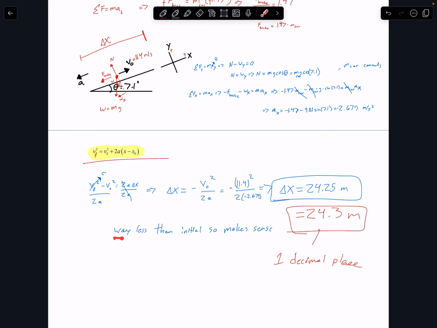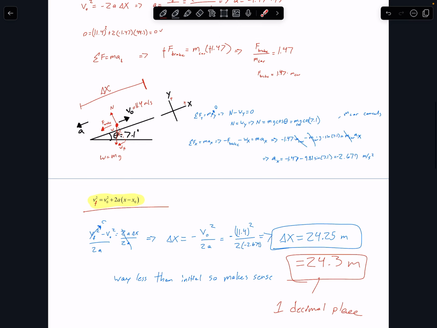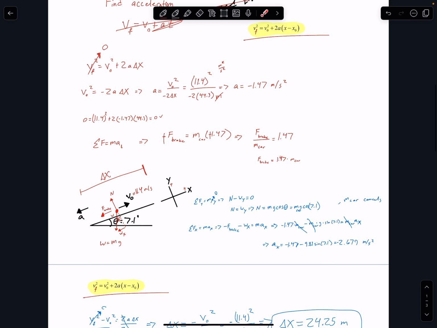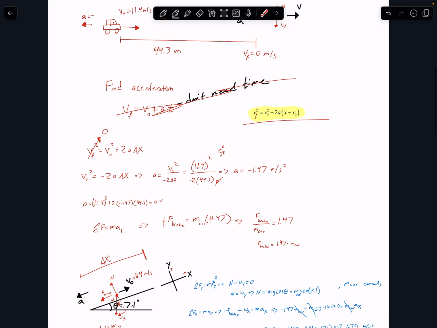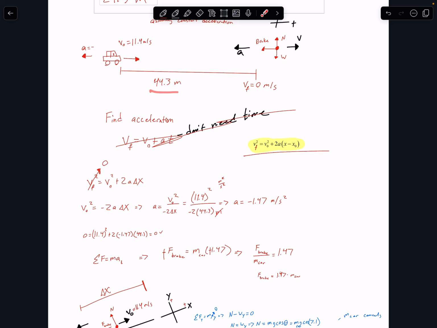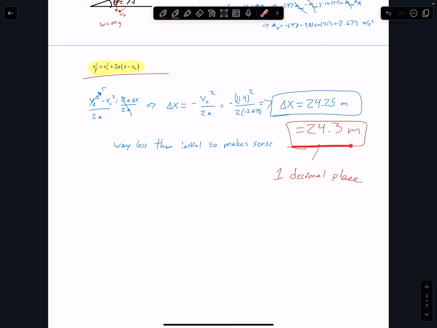And to check it, this is way less than the initial distance. If you look at our accelerations, given that we have gravity working against it as well, even though it's only a very small bit of gravity, because the 7.1 degrees is just slightly uphill, it does add quite a bit. Our initial acceleration is just from the braking force, and you're pretty much doubling the amount of force on it going in the negative direction. So, given the initial one was 44.3 meters, about half of that makes sense to me.